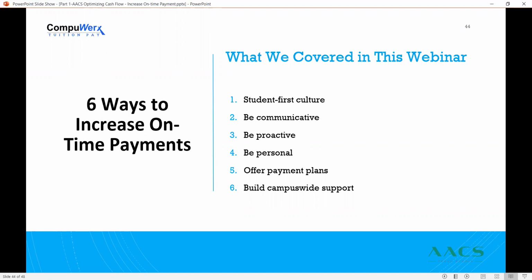Be communicative. Talk to them, give them options, and let them know you're on their side. Be proactive. Be personal. Have emails sent to them, text to them, let them know that you care about them. Offer payment plans, and offer various payment plans that help them to make their payment on time. Build campus-wide support.